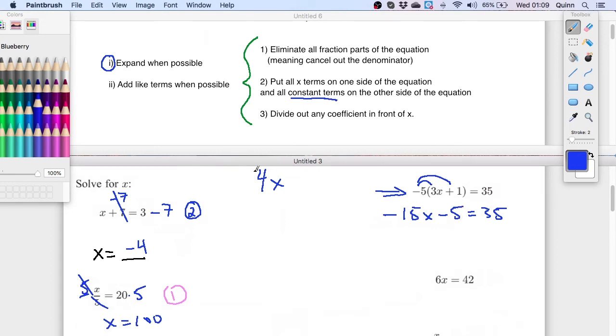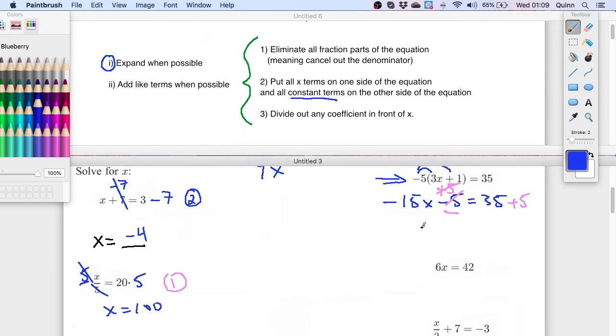So how about we take this negative 5 and put it onto this side here? In order to do that, if we add a positive 5 on this side, they cancel out. But I have to add a positive 5 on this side here. So when I do that, I have negative 15x is equal to 40.